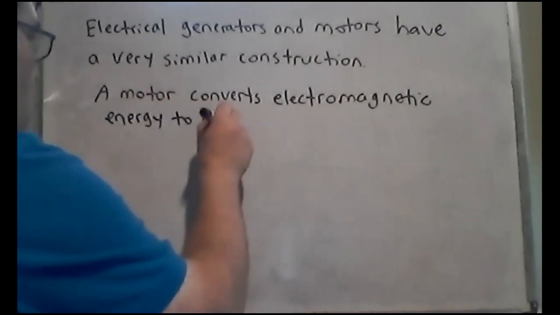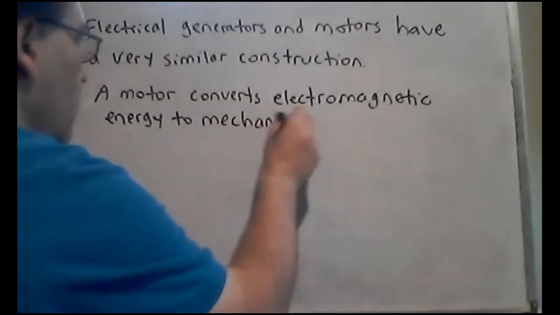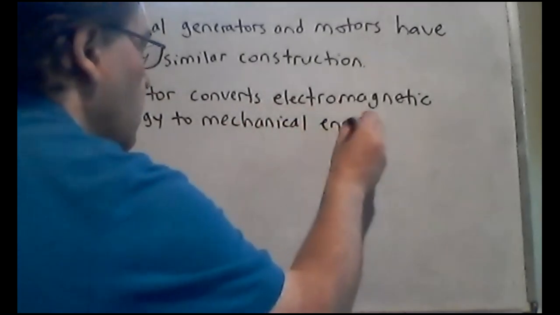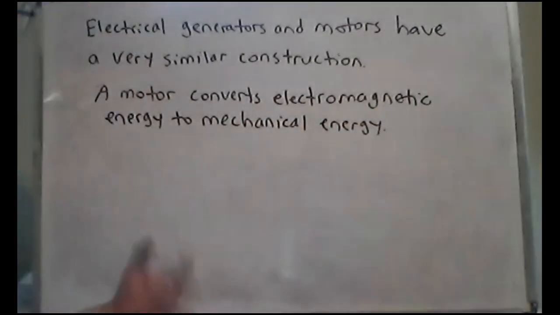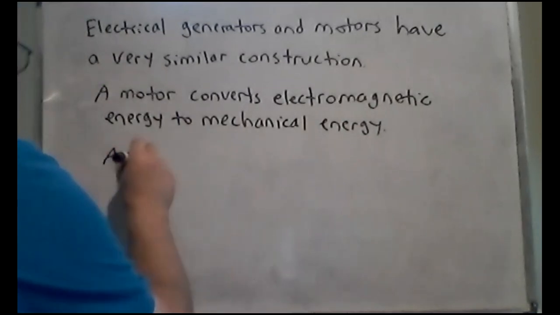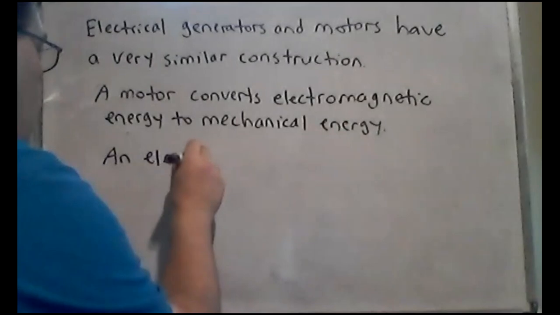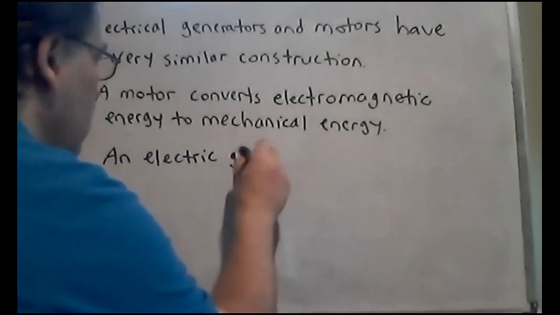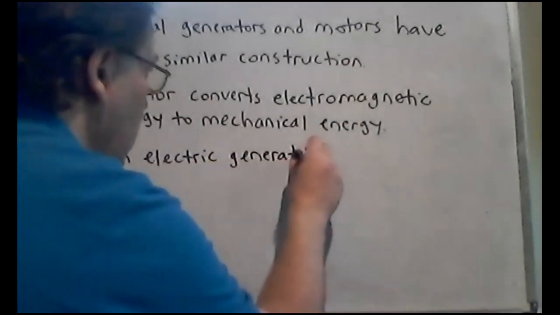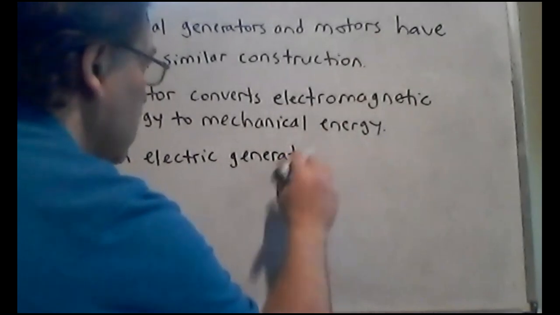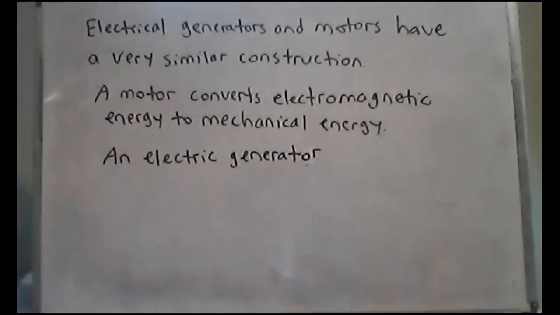To mechanical energy. So it uses electromagnetic energy to drive the shaft, right? And on the other hand, an electric generator uses mechanical energy. It's going to be, maybe, a gasoline motor or a gasoline engine.